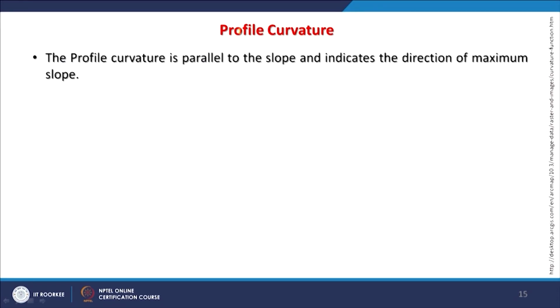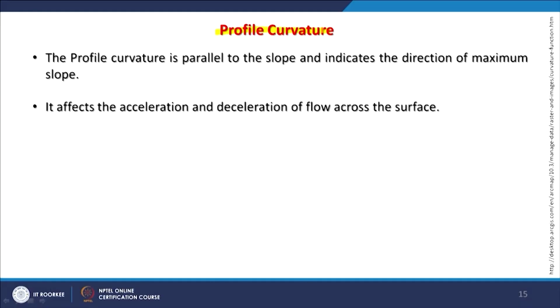Now, we continue with this discussion on profile curvature: a profile curvature is parallel to the slope and indicates the direction of maximum slope, and it affects the acceleration and deceleration of flow across the surface. That is why we can think in terms of erosion and deposition. So, acceleration means it is convex, it is negative in that sense, and it will have erosion, and deceleration means it is concave, it will have a deposition or may have less erosion or no erosion.